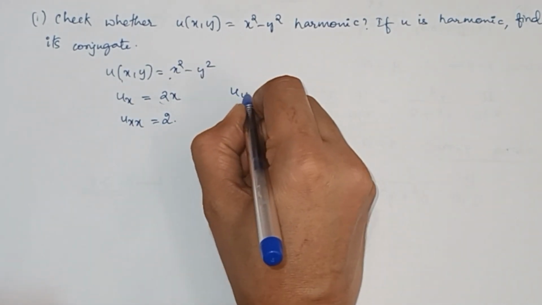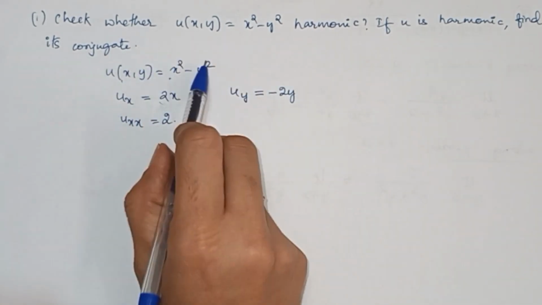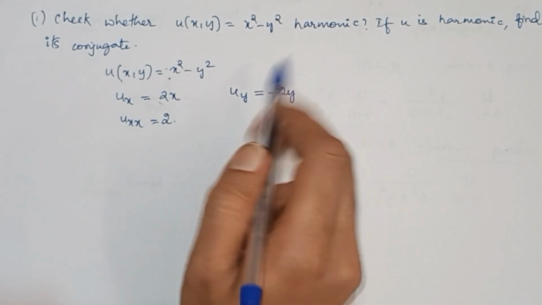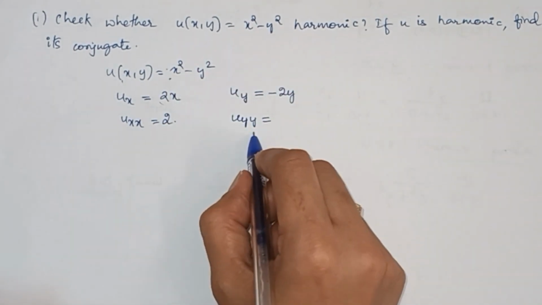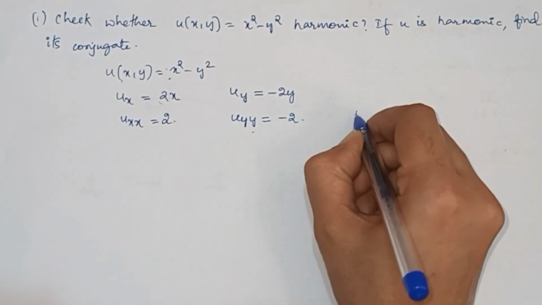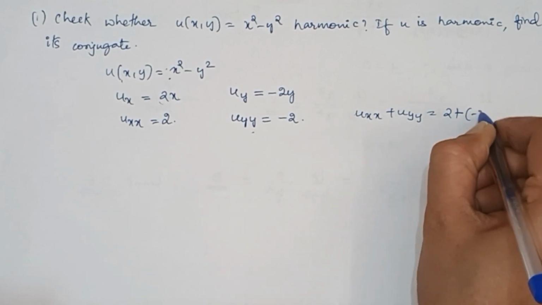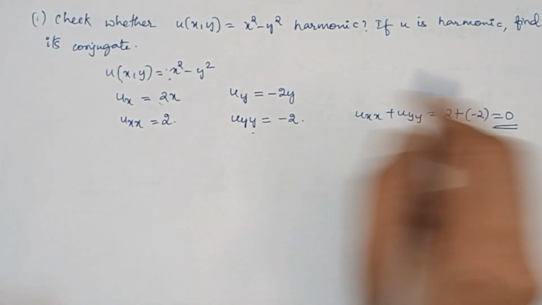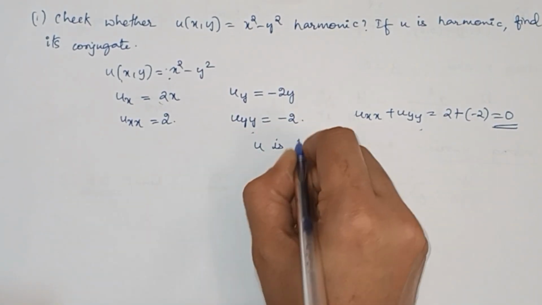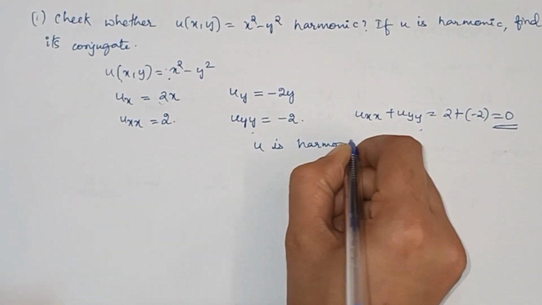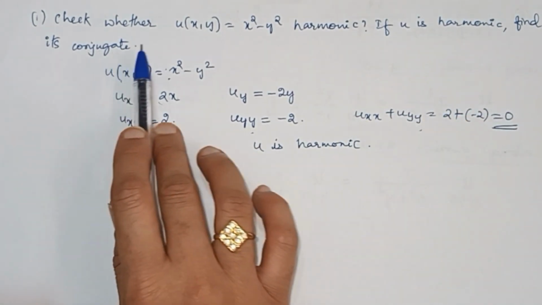Similarly, find out uy. Minus 2y, the partial derivative of u with respect to y, is minus 2y. Now the second partial derivative of u with respect to y gives you minus 2. Now uxx plus uyy equal to 2 plus minus 2, which is equal to 0. Therefore u satisfies the Laplace equation, hence u is harmonic. Function u is harmonic.